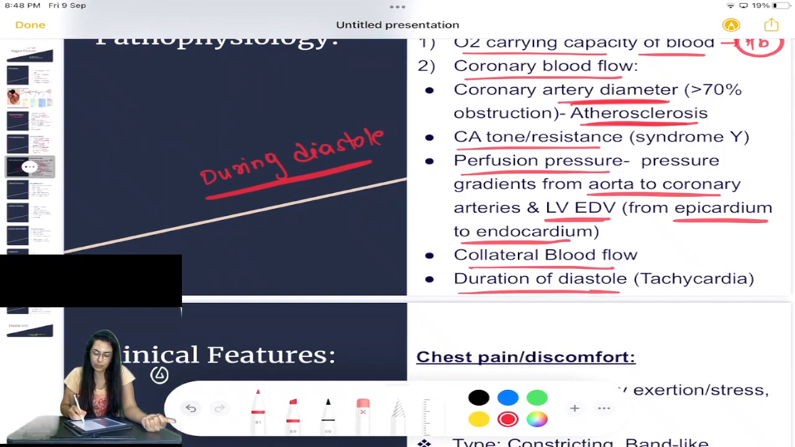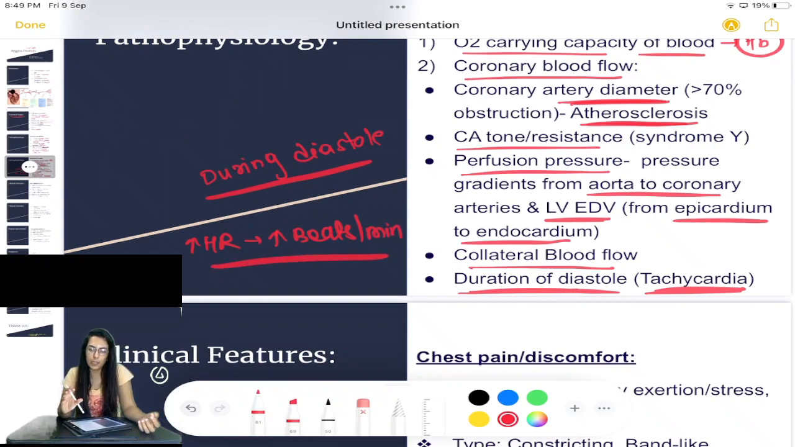And last is duration of diastole. As I explained, during diastole the aorta pumps blood into the coronary arteries. Whenever there is decreased duration of diastole, there is decreased time for coronary blood flow. That usually happens in tachycardia, which means increased heart rate, increased beats per minute. That means increased systole, so there is less time for diastole and less time for coronary blood flow to occur.